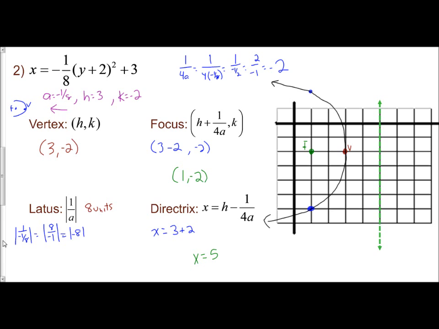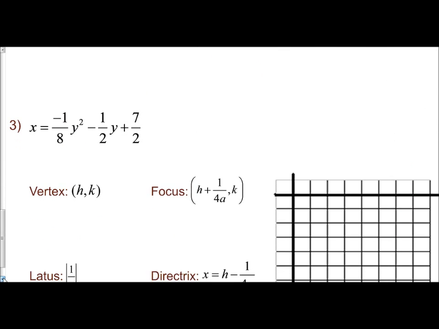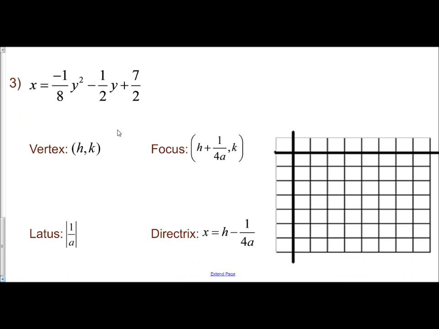Now number 3 is the most complicated example that we have. This one we can see is not in standard form already, so we have to get it in standard form. The way I'm going to do that is I'm going to complete the square. So I'm going to isolate the quadratic and the linear term first by moving the 7/2 to the other side. So I have x minus 7/2. I know I'm going to have to complete the square, so I'm going to insert my placeholder already.